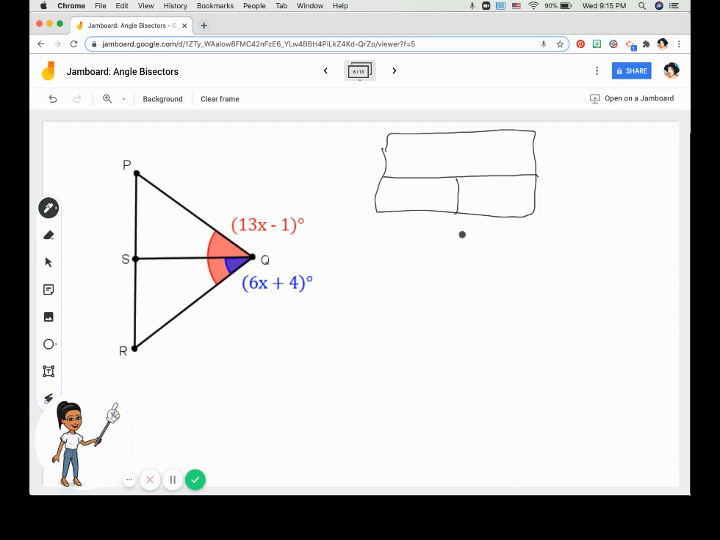So for this problem, we only want angle PQS. We only want angle PQS. This angle right over here. And so what is our whole thing? Our whole thing is angle PQR. Then we have angle PQS and angle RQS.